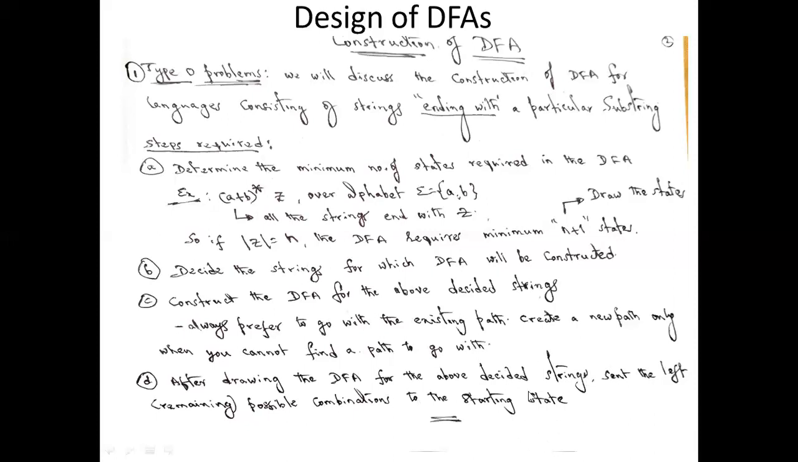Suppose an A transition is there from Q0, but there is no B transition from Q0. Suppose there is a B transition from Q1, but there is no A transition. Such left-over transitions are blindly connected to the starting state. Whatever state you designate as the starting state in the diagram, blindly connect all the remaining connections left after constructing the DFA by decided strings to the starting state. So if you remember these 4 steps, we can easily construct a DFA.